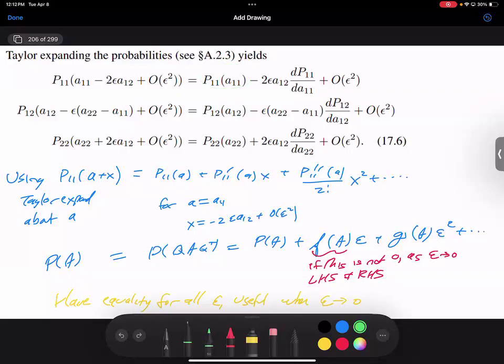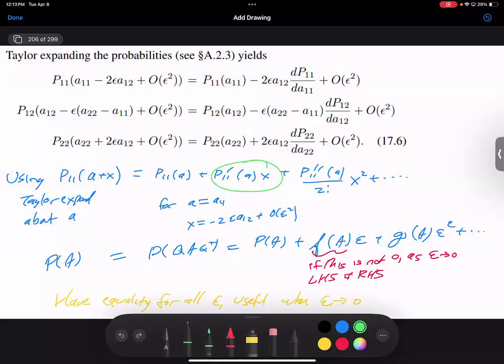Now for the next term, we're supposed to have the first derivative at A times X. And here we have the first derivative at A times X. And notice we have the minus 2 epsilon A12, the minus 2 epsilon A12. But of course, we also have this part over here. Well, that just becomes this part over here. And that epsilon squared includes a lot of things. It includes the first derivative of P11 times all that stuff.